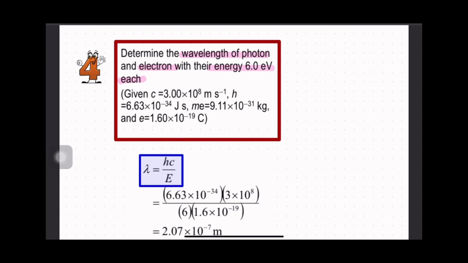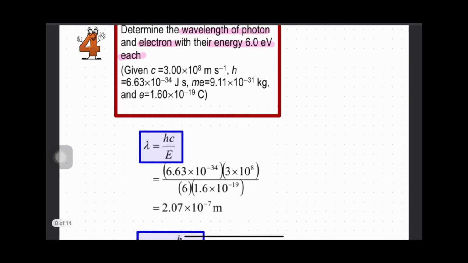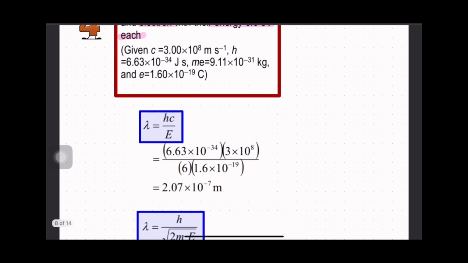Okay, determine the wavelength of a photon and electron with their energy of 6 electron volt each. Okay, you see the wavelength of photon and the wavelength of electron? So we find the wavelength of photon first. We use this formula, E equal to hc over lambda. Rearrange the equation, wavelength is equal to hc over E. So hc over E. E is 6 times 1.6 times 10 to the power of negative 19, because we convert E into joule. Okay, this is eV. This has to be converted to joule, because we want to get the wavelength in meter. So we get 2.07 times 10 to the power of negative 7 meter.